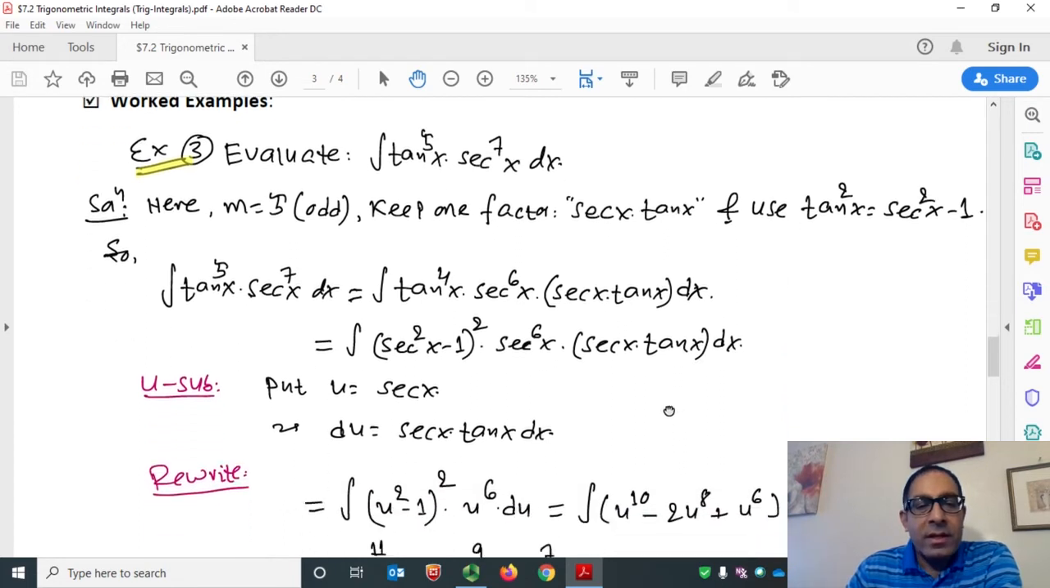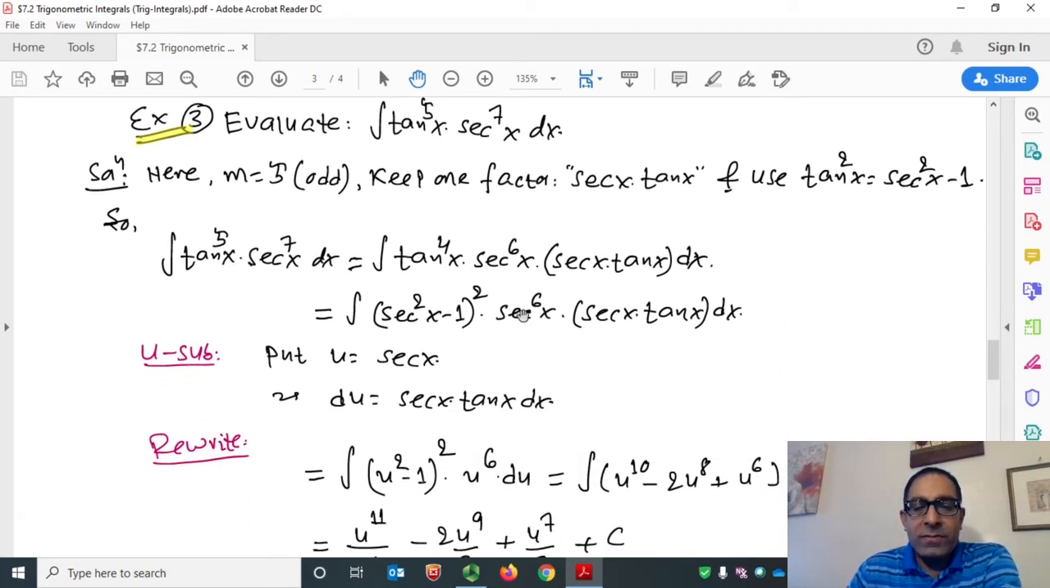Let's continue. Now it's a good candidate for u-substitution. So let's put u equals secant x. Then take its derivative: du equals the derivative of secant x, which is secant x tan x dx. Then rewrite this integral all in terms of the u variable. The integral as it is, secant x is u, so u squared minus 1, whole squared. This is u to the power 6. And secant x times tan x dx is simply du.